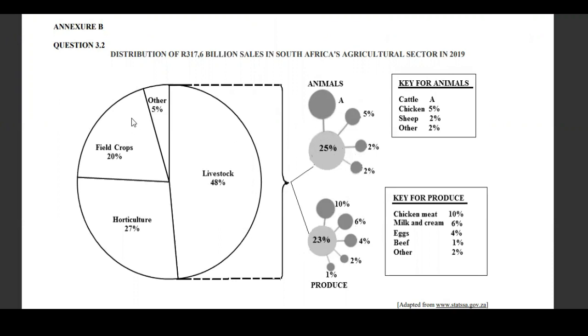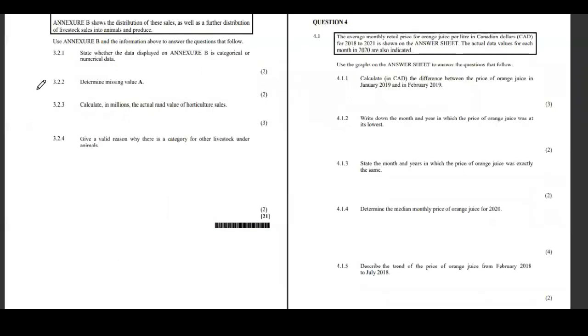So they have not looked at these other crops. We are looking at livestock. On livestock is this percentage here. This is how it's distributed. You see that? All right, let's look at the question. State whether the data displayed on annexure B is categorical or numerical.